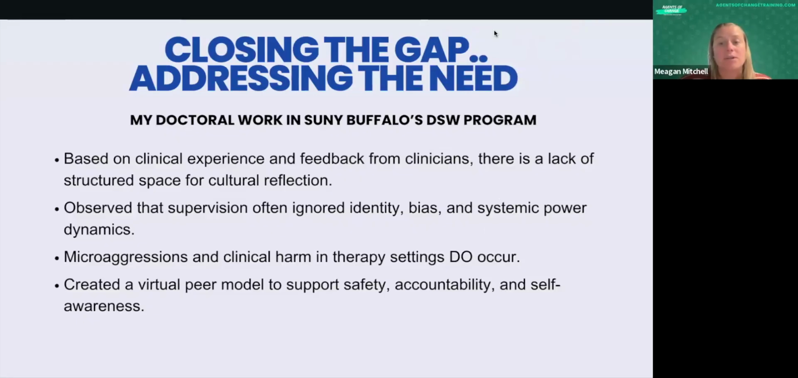Microaggressions and clinical harm in therapy settings do occur. Oftentimes, it's not because we as clinicians want to harm our clients in any way. It's subconsciously, because there are miscues, there's misalignment, and we're not asking those hard questions. Okay. I believe the stat is 81% of minority clients report in the therapeutic setting that they have experienced at least one microaggression. That was a shocking number to me. Most minority clients are experiencing microaggressions in the therapeutic relationship. And I was like, whoa, we got to address this.